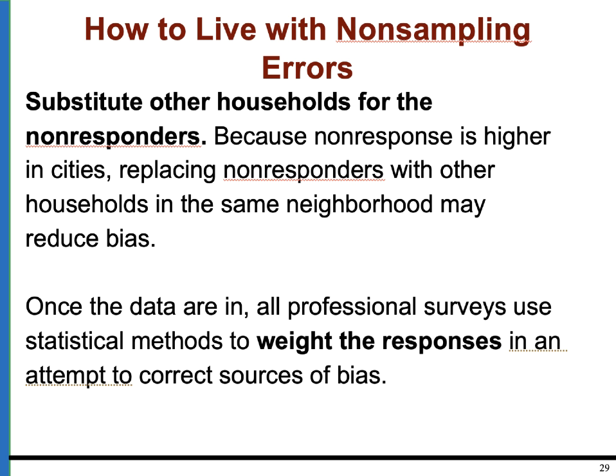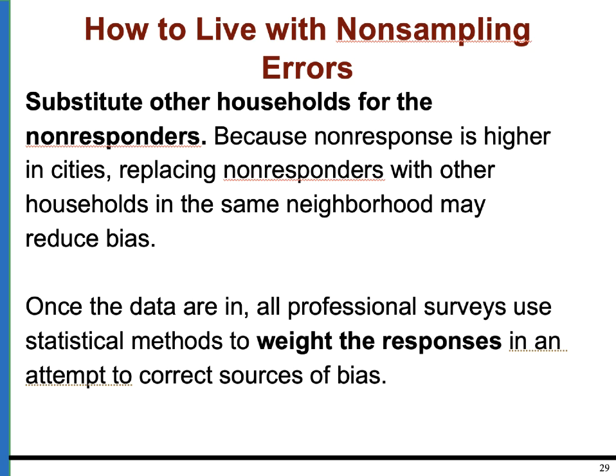Some things that we can do to handle our non-sampling errors is that we can substitute other households for the non-responders. So if perhaps you had a household in a particular neighborhood that was selected for study, but they refused to answer or you could not get in touch with them, you could get another response from a similar household. And that's going to be a way to reduce that bias for non-response.